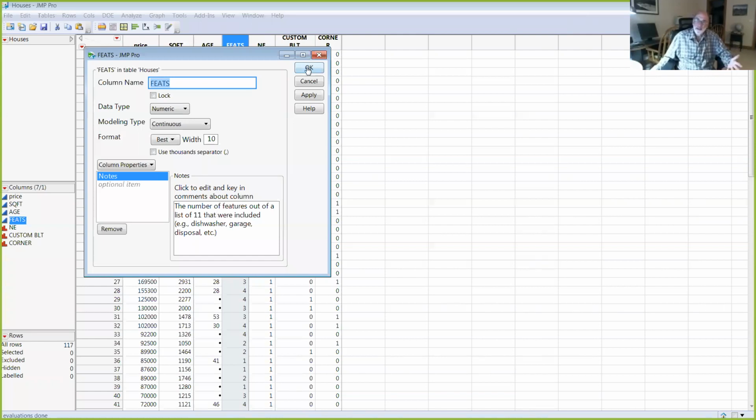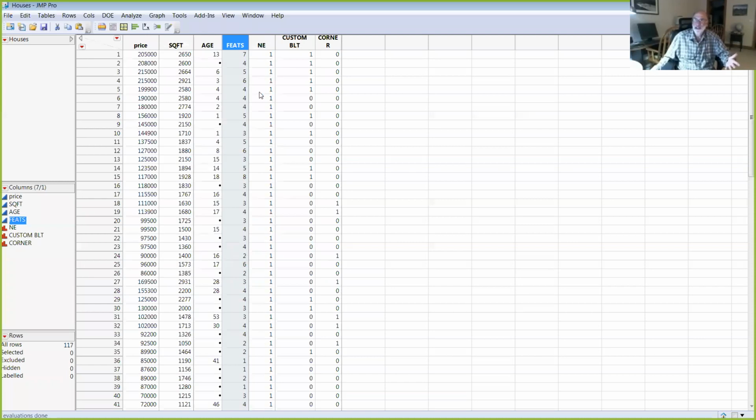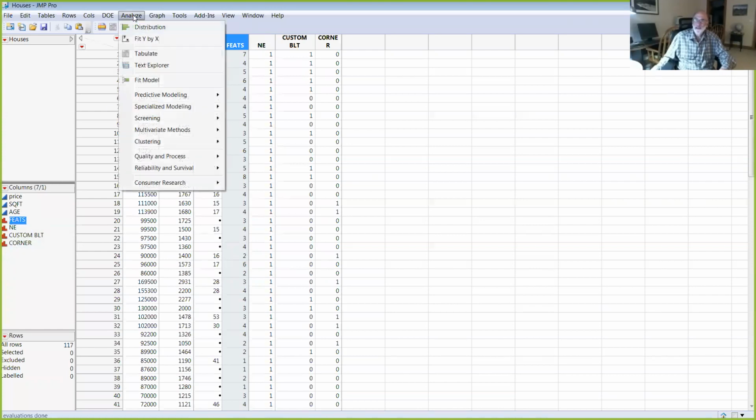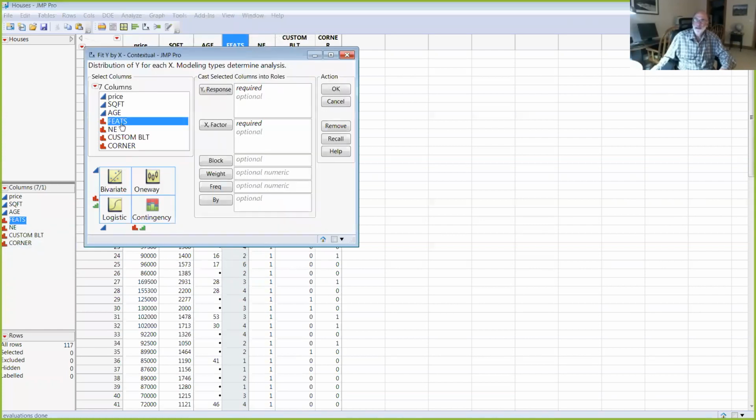And it is measured as an integer value, but it's not really continuous. 7 is more than 6, but especially since these features are not sort of equal, I think it might be more appropriate to treat it as a nominal variable. And we could say, does the price of a house respond to how many features there are? Y variable is continuous, X variable is nominal.